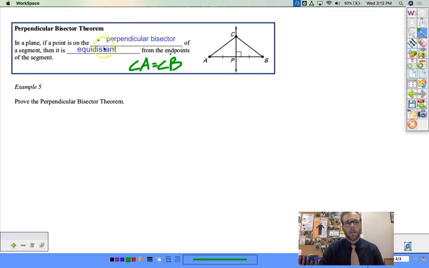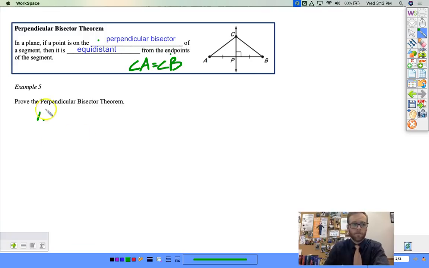That's the if part. The then part is what we want to prove. So I want to prove CA equals CB. Now hopefully, as you picked up in our first lesson as we started chapter 5, if I want to prove something, my strength comes from proving triangles are congruent. You should have already noticed that we have two triangles in this diagram. So you should be asking yourself, do we know that those two triangles are congruent? And the answer to that, of course, is yes.